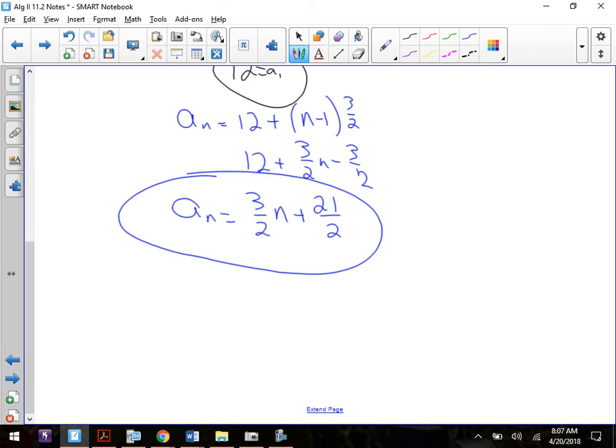And once again, it'd be very, very easy for you to check your work by putting that equation into your y equals, going to the table, and seeing if the 13th term actually is in fact 30.